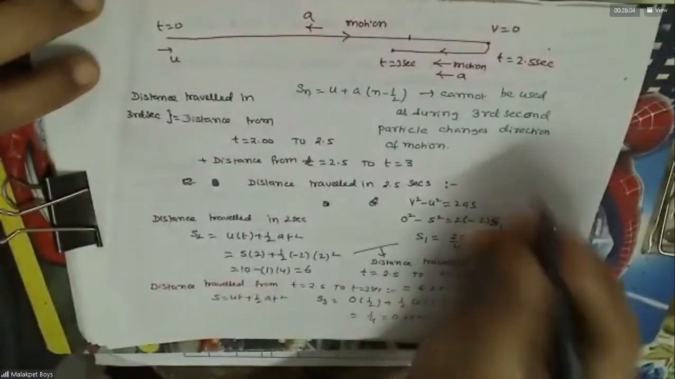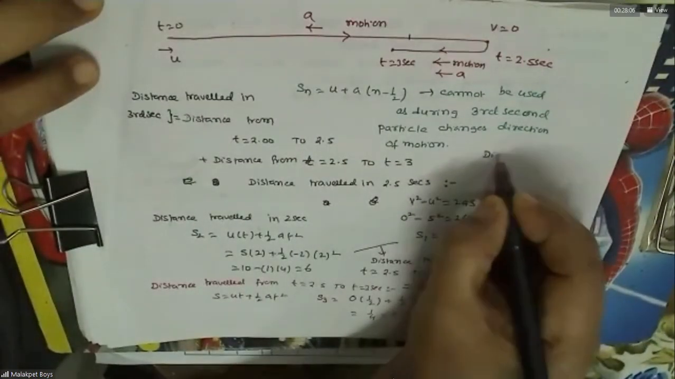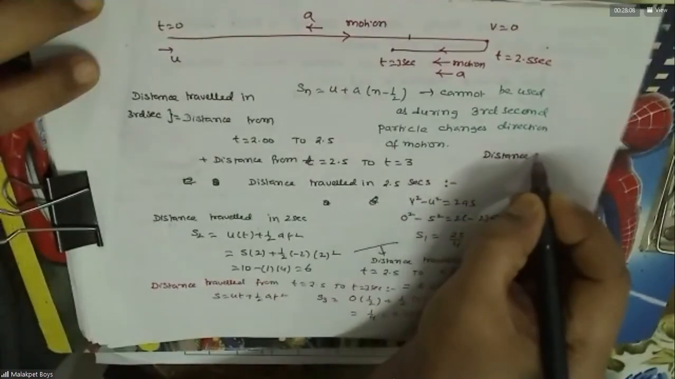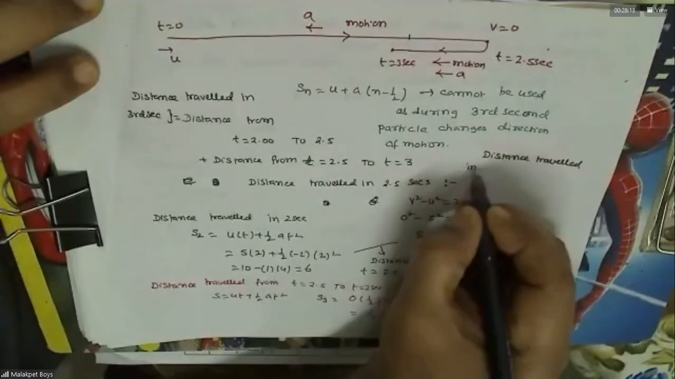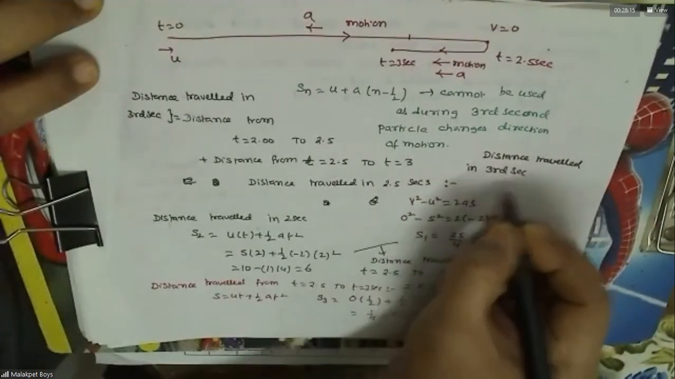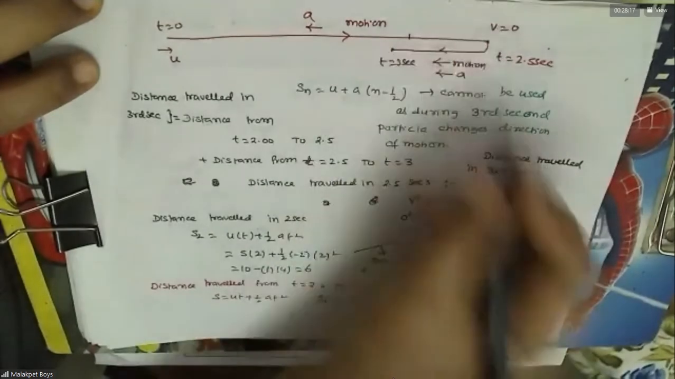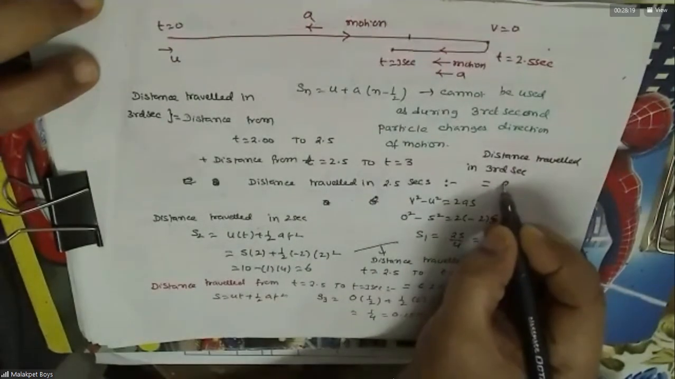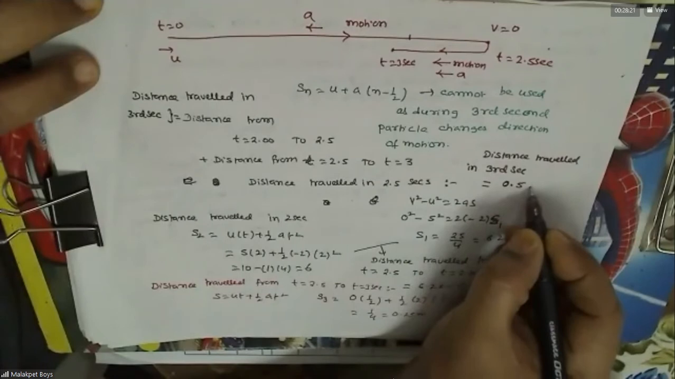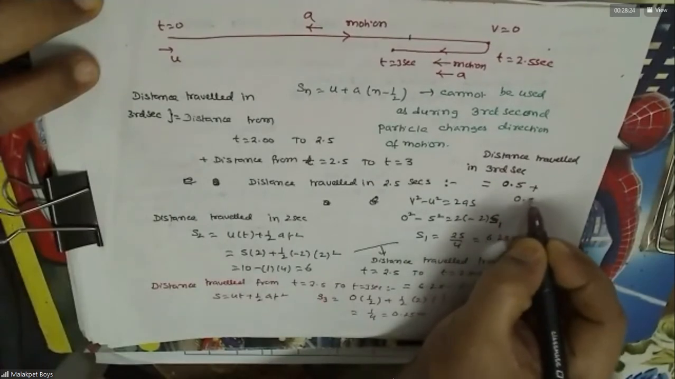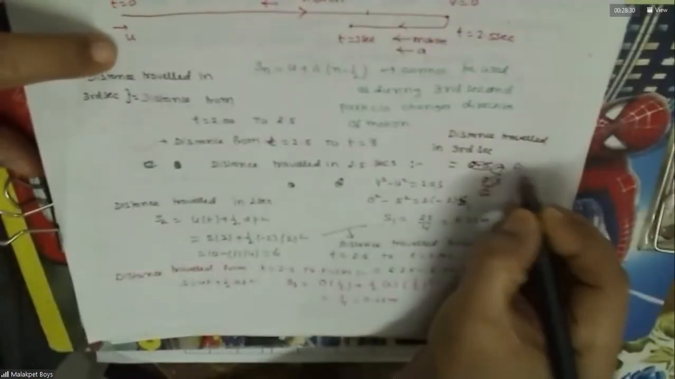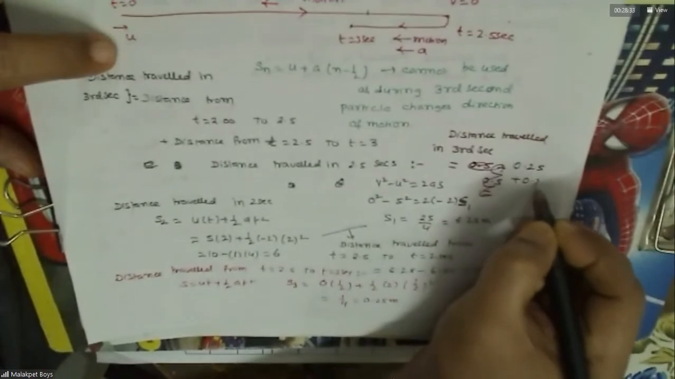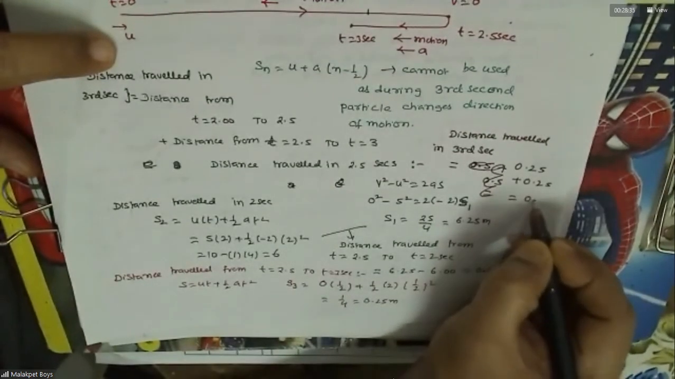So what is the distance traveled in the third second? Is how much? 2.5 for 0.5 plus 0.25. So 0.25 plus 0.25. That comes to 0.5 meters.